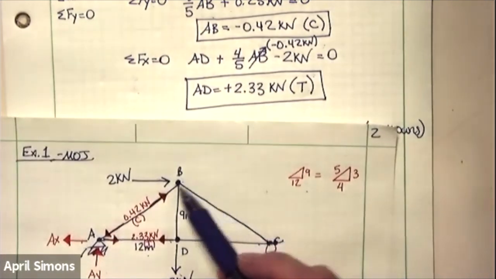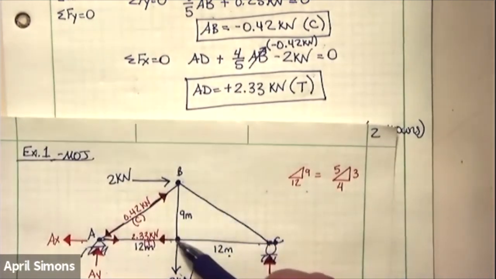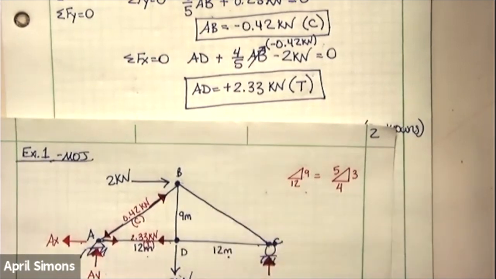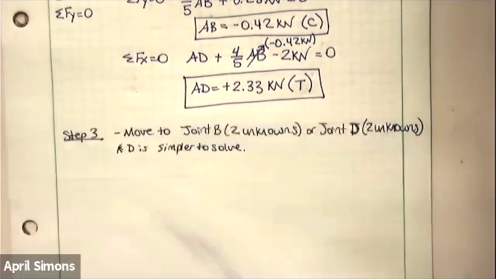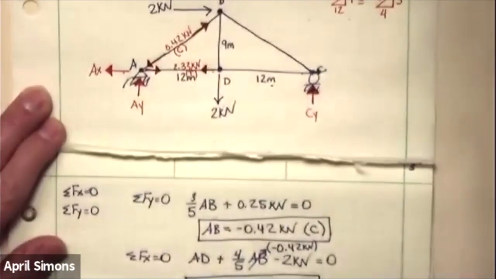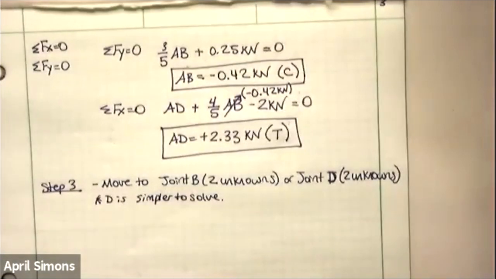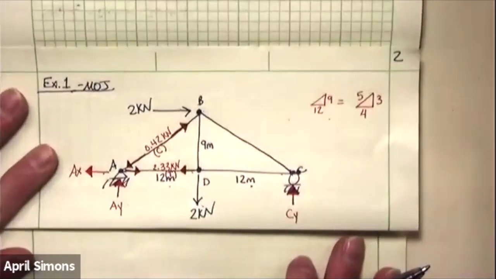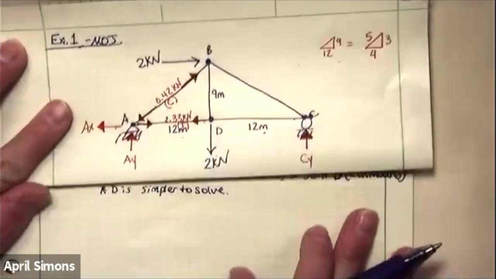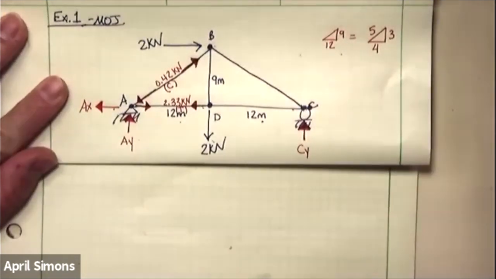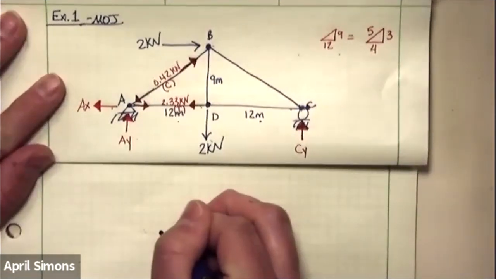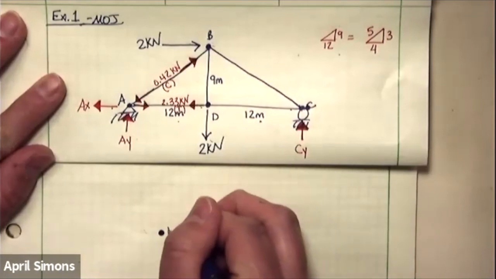All right, so again, we can move to joint B or joint D. I'm simply choosing joint D because everything here is vertical and horizontal, and the math will be a little bit easier here. So let's draw a free body diagram of joint D. Okay, so this free body diagram, again, starts with just a point representing the joint here, D.